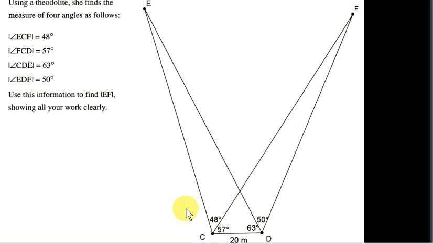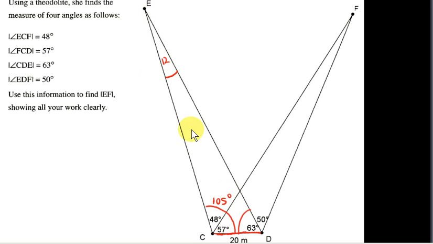First, let's look at triangle ECD. We're given two angles, and we have the distance, of course, between C and D, so we have two angles on one side. 57 and 48 is 105 degrees. So we can find the third angle in triangle ECD. This angle is 12 degrees. The three angles, of course, add up to 180 degrees.